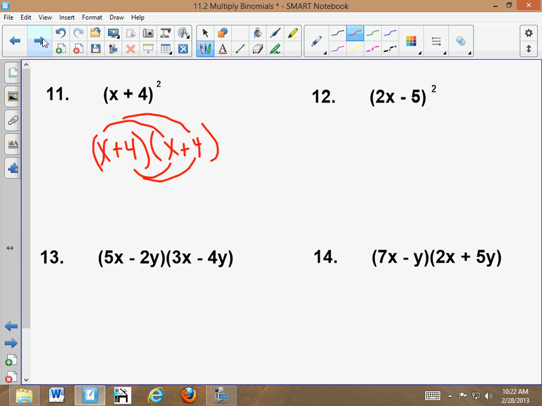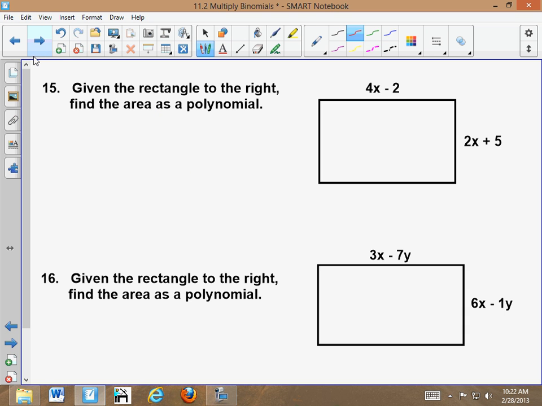Okay, number 15. Given the rectangle to the right, find the area as a polynomial. How do you find area? Does anybody know? Yes? Length times width. So, 4x minus 2 times 2x plus 5.